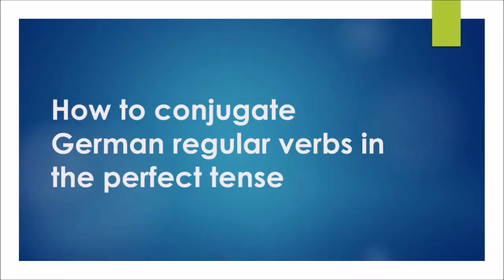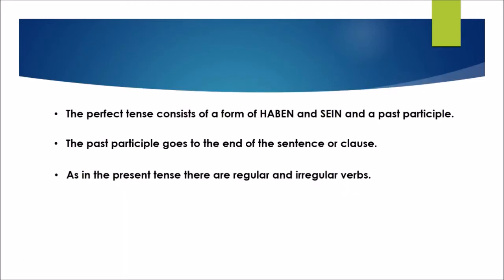So, what do we do with those German regular verbs in the perfect tense? How do we conjugate them? To remind you again, the perfect tense consists of a form of haben or sein, which we already covered in the last lecture, and a past participle, which we look at in this lecture. The past participle goes to the end of the sentence or clause, and as in the present tense, there are regular and irregular verbs and exceptions. So, in this lecture, we're looking at regular verbs with a form of haben, and we'll have a look at how the past participle gets formed.